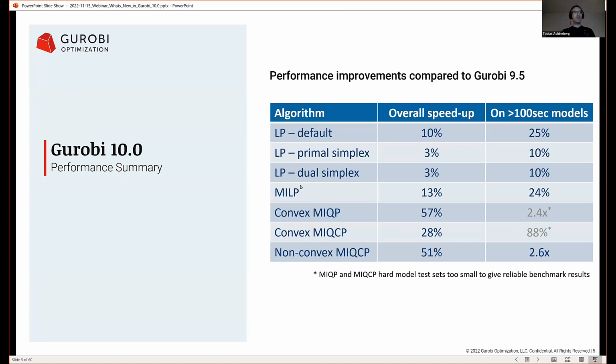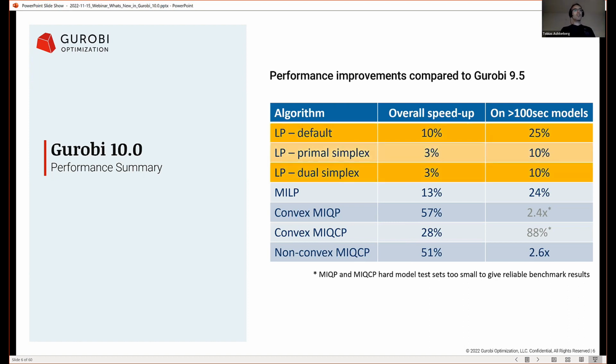And then the probably most important aspect always is mixed integer linear programming. Here we also have a nice 13% improvement, 24% on the harder models. And then for the quadratic problems, the improvements are even larger, in particular also for the non-convex MIQCP problems, where we have added support in Gurobi 9.0, and now with 10.0, it's even faster than back then.